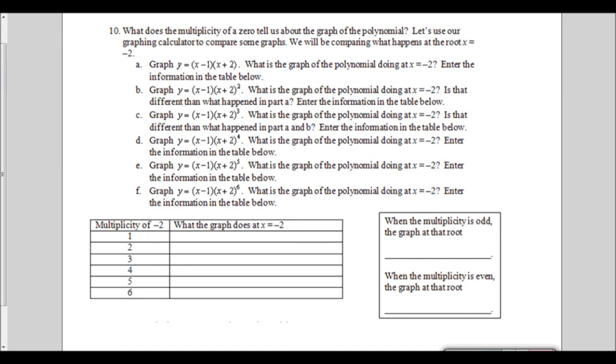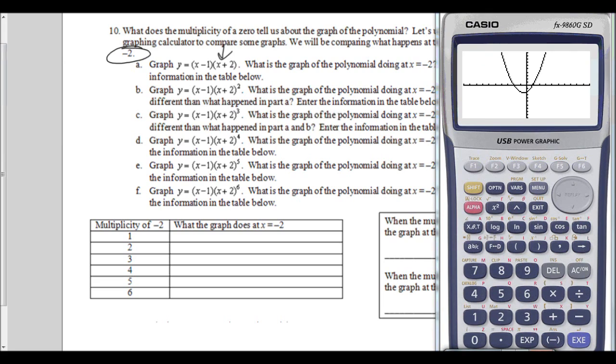When we're talking about the multiplicity of a zero, some different things are going to happen in the graph of the polynomial. So let's look at our calculator to compare some of these graphs. We're going to be looking at what happens at the root x equals -2. You can see all of these things that we're going to graph have factors of x minus 1 and x plus 2. The factor of x plus 2 gives me the root of x equals -2. And then as we graph, we're going to change the exponent with that factor and take a look at what happens. So I want to pull up my calculator.